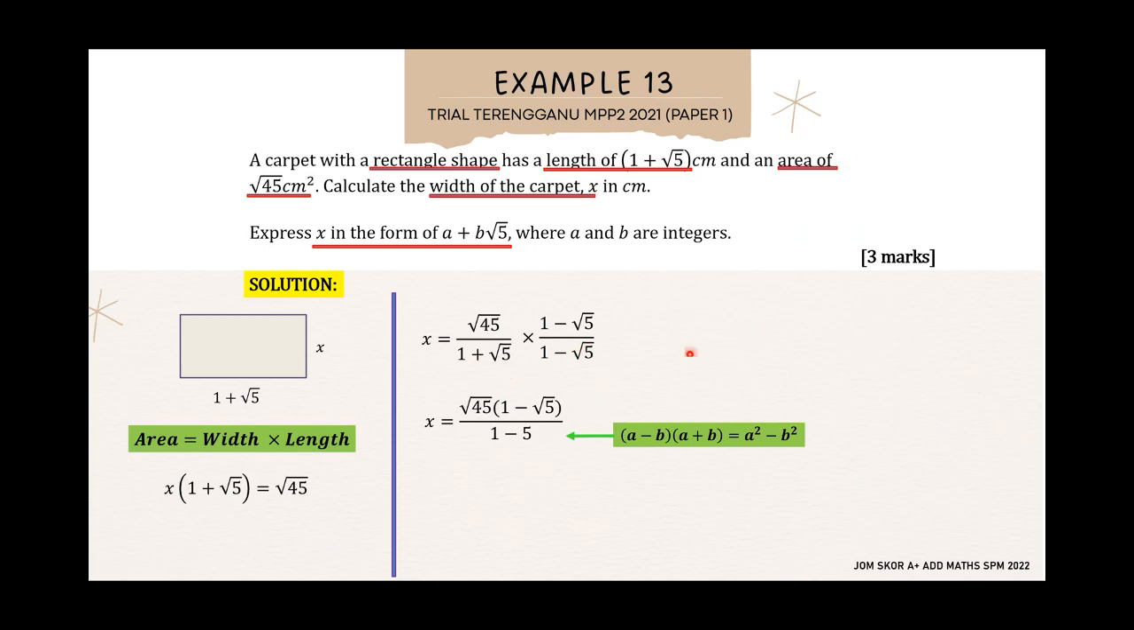Okay, now expanding the bracket. Senanglah. 45, set 45 darab dengan 1. 5, then set 45 multiply by 5 akan dapat 5. Okay, denominator 1 minus 5 is equal to.